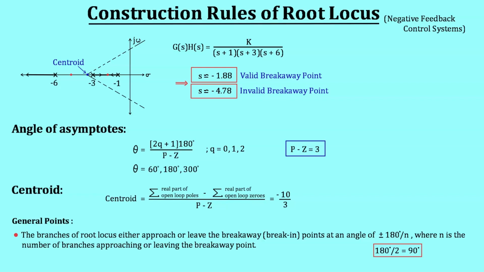One more point from the rule regarding the breakaway point is that the branches of root locus either approach or leave the breakaway point at an angle of plus minus 180 degree divided by n, where n is the number of branches approaching or leaving the breakaway point. By using this, we get that from the breakaway point, the two branches split and move away from the real axis after making exactly 90 degree with the real axis. So finally, our root locus will look like this.